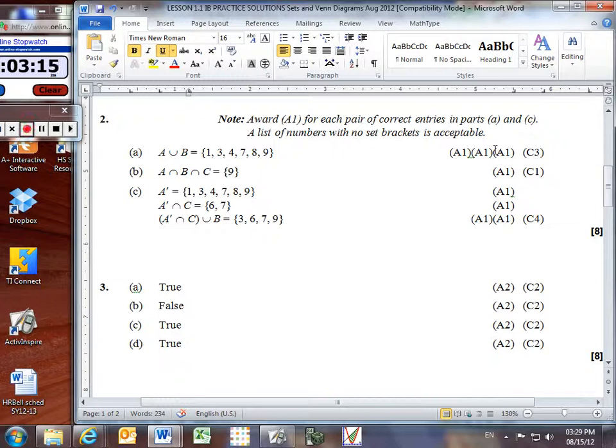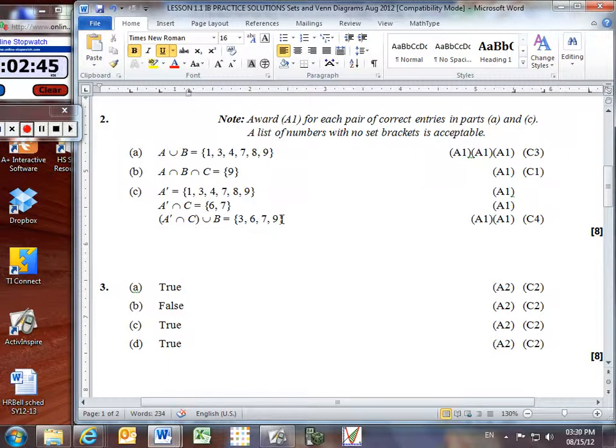Part B, 1 mark for the correct answer of 9. And part C, this one's worth 4 marks. So we get 1 mark for first figuring out what A' must be. We get 1 mark for figuring out what A' intersection C must be, 6, 7. And then we get 2 marks for being able to combine these successfully together in order to get our final answer of 3, 6, 7, 9.